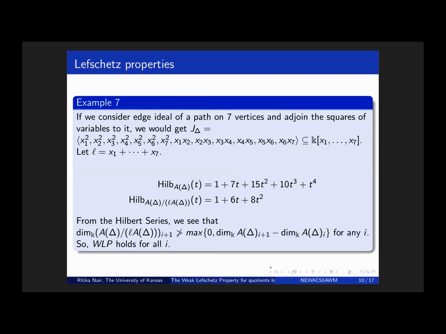Can you explain that really quickly? Sure, no problem. So all that we need to do is if you're looking from 1 to 2, the dimensions at hand are the dimension of A1, A2, 7 and 15 respectively, and this is the dimension of A mod LA, second piece. So the condition we need is, is the dimension of the second piece, which is 8, greater than the max of 0 and the difference of these two, which is 15 minus 7? In this case, since it's not greater than that, we will say that the Lefschetz property does not fail. It holds. I hope that is okay.